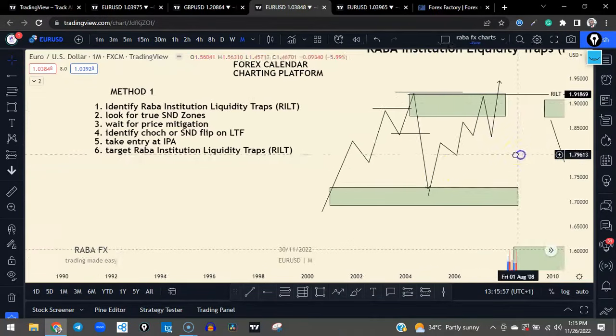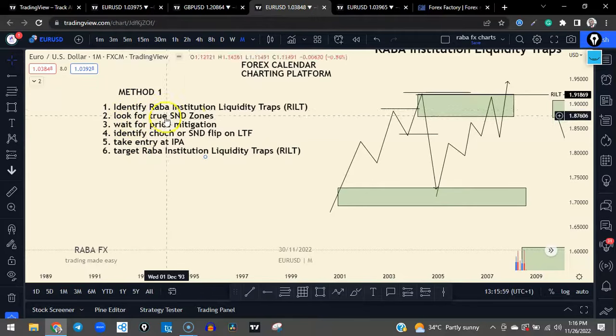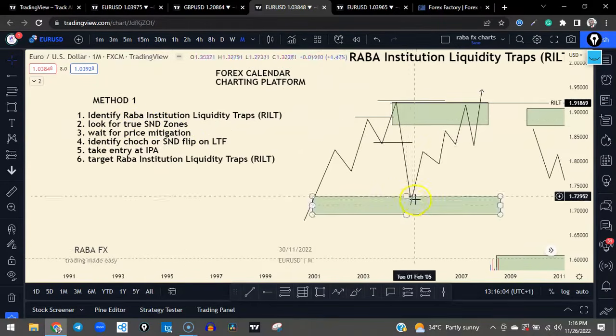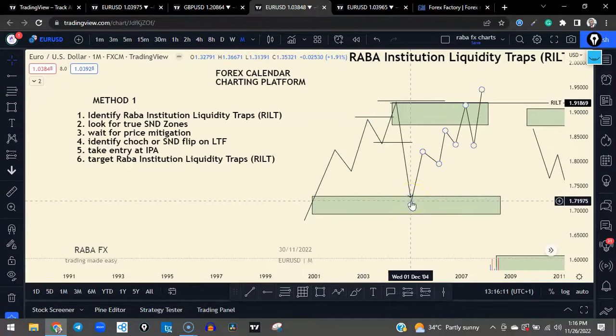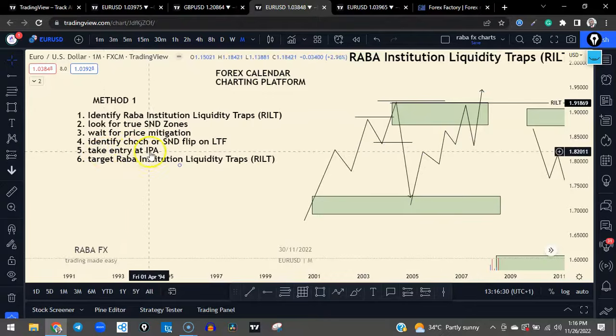Once you identify that level, you look for the true S and D zones. In this case, for this move, you look for a true demand zone, which is an unmitigated demand zone. Once you get the unmitigated demand zone, wait for price to mitigate it. Once it's mitigated, you identify a CHOCH or a supply and demand flip entry in the lower time frame to take the trade to the upside. Take entry at IPA.